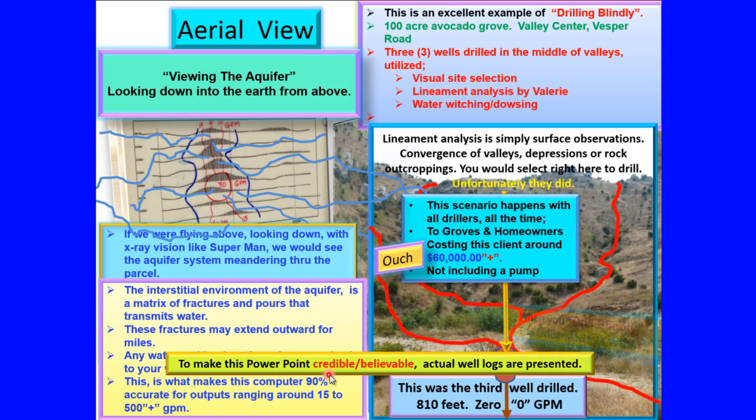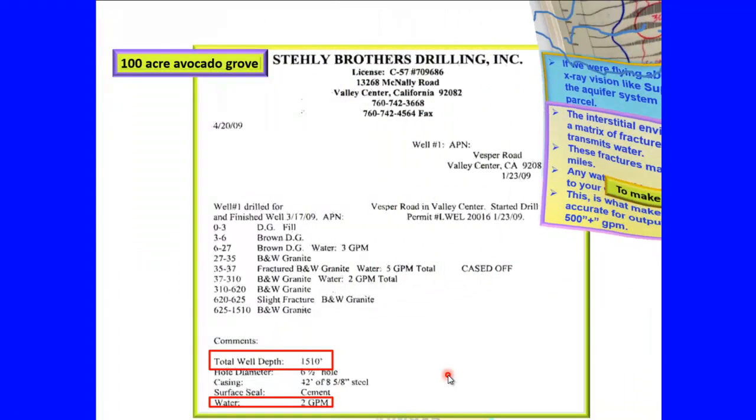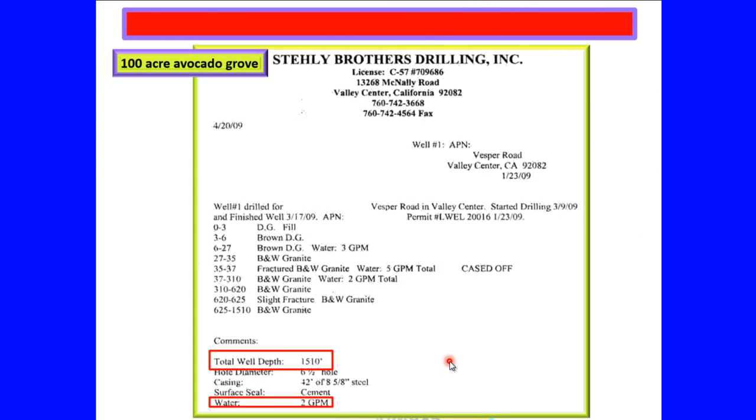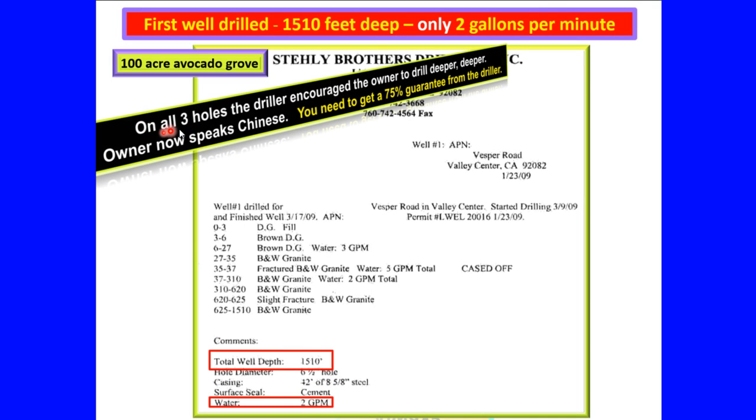To make this PowerPoint credible, believable, actual well logs are presented. First well drilled, 1,510 feet, only 2 gallons per minute. On all 3 holes, the driller encouraged the owner to drill deeper, deeper. Owner now speaks Chinese. You need to get a 75% guarantee from the driller if the driller or his witcher selects the drilling target.